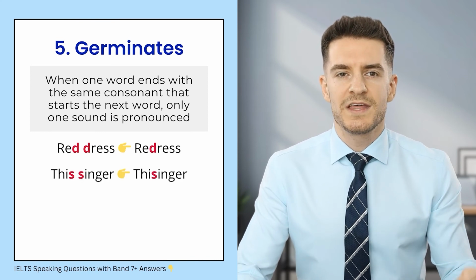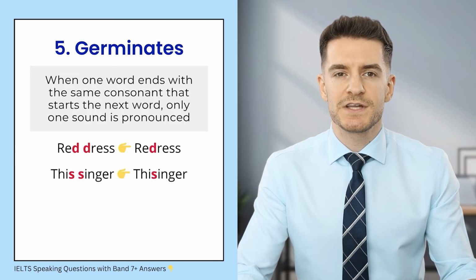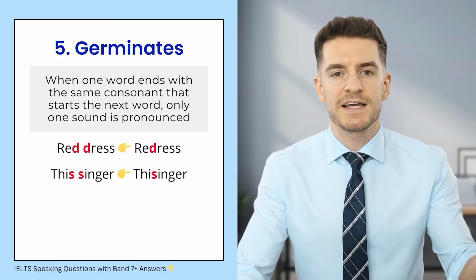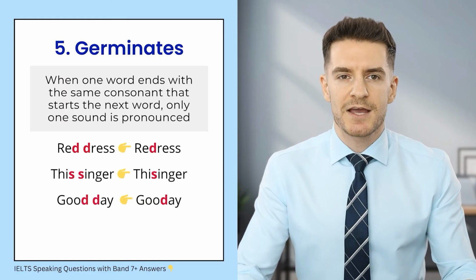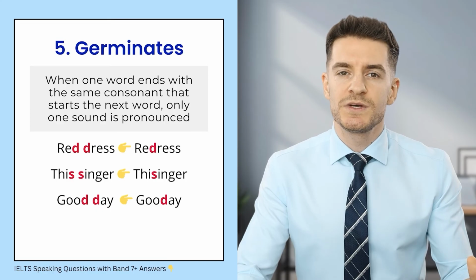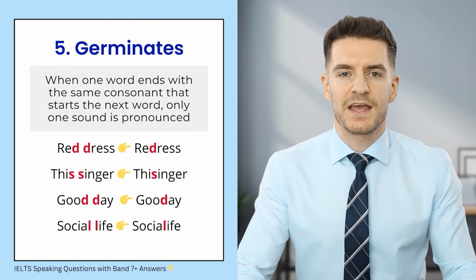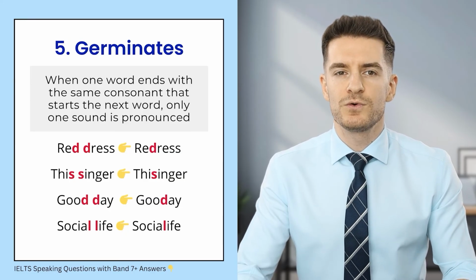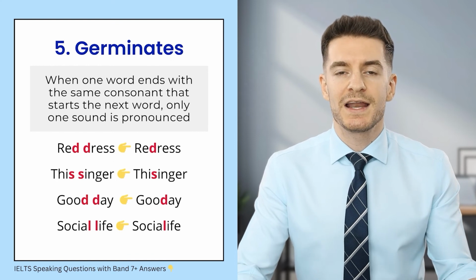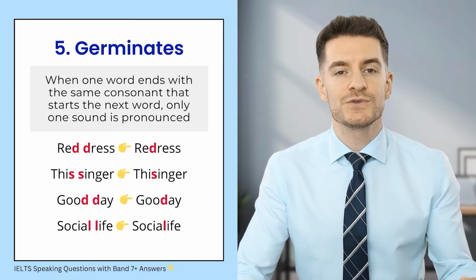Here's another example. "This singer." We've got two S sounds next to each other, so we simply say one. This singer is amazing. Next one. "Good day." We've got two Ds next to each other, so we simply drop one and say one D sound. Good day. And here's one more final example. "Social life." We've got two L sounds together, so we simply say one of those L's. How's your social life?